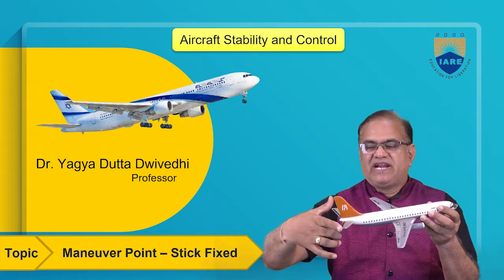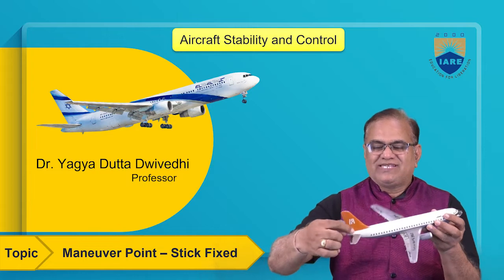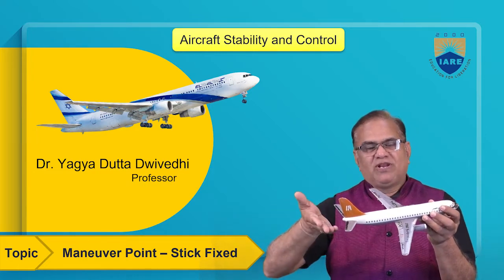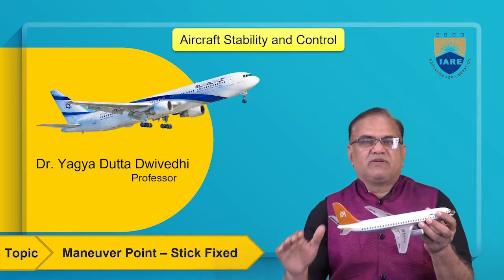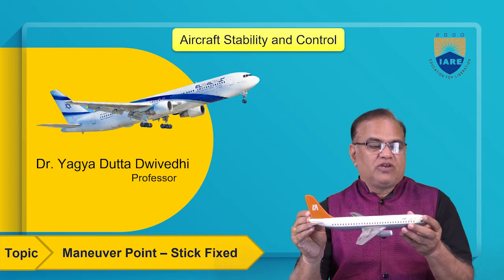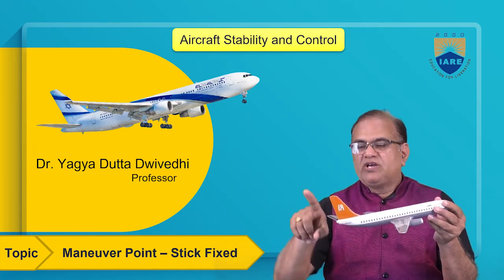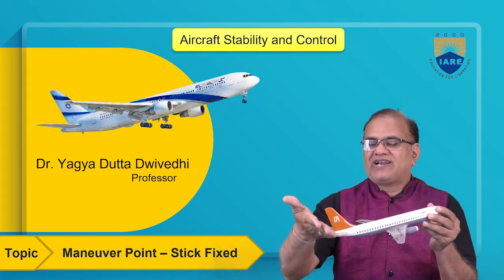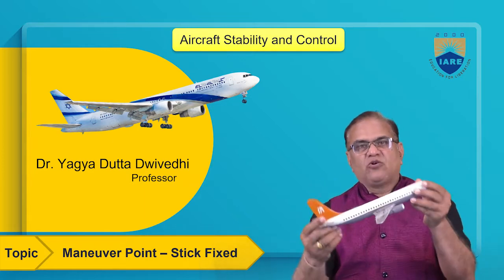Elevators are fixed at the trailing edge of the horizontal tail. You can see the black portion on both sides, and both will go either up or down as per the requirement. They will be deflected. So if I want to make nose up, it means the force would be downward, so the elevator has to go upward like this. If it is going up, the force will be downward, and the nose will go up.